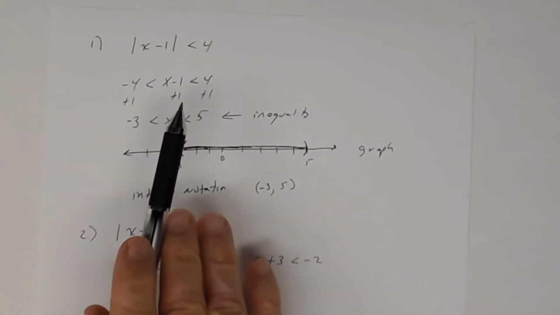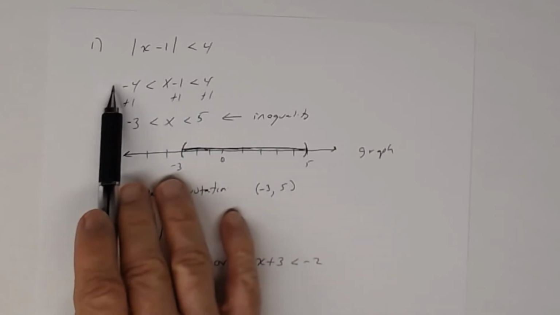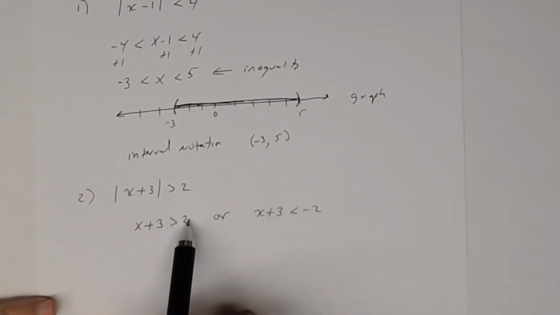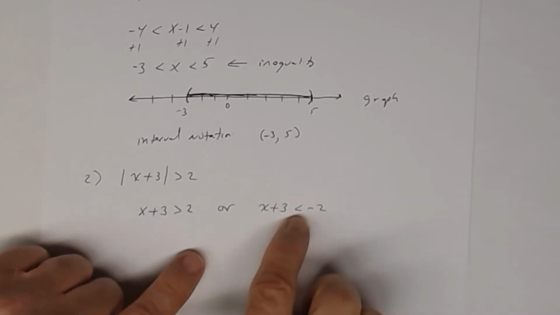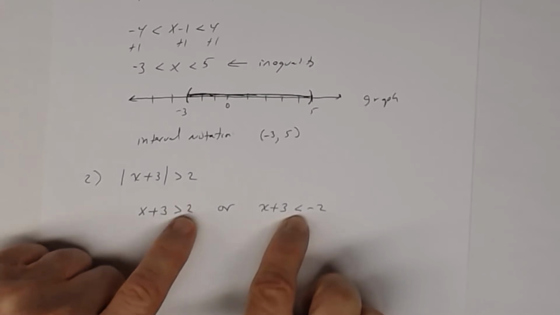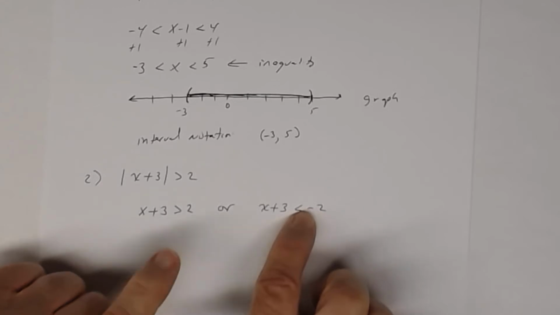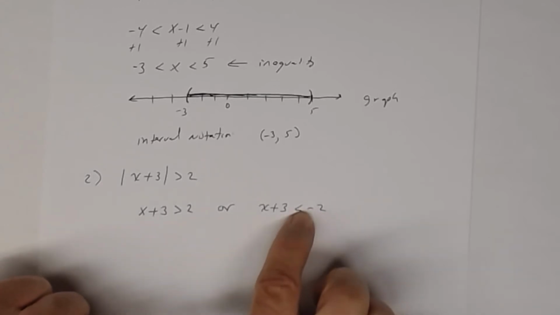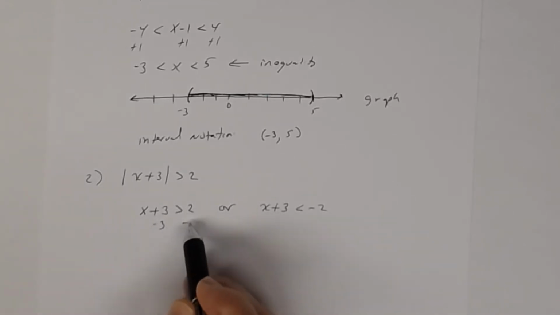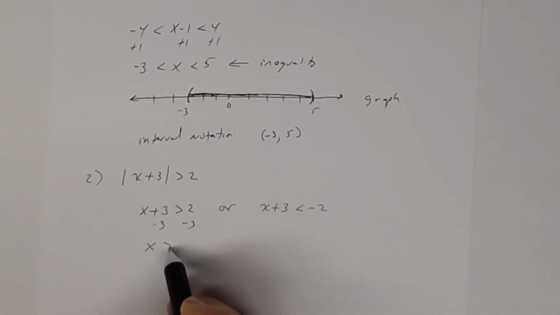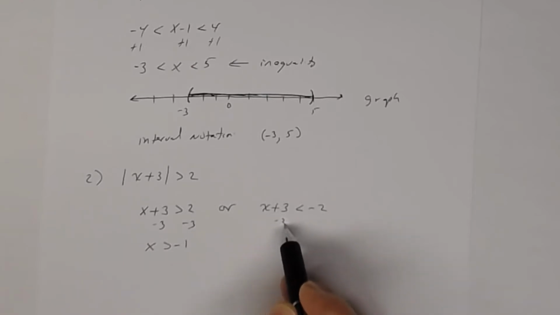Remember, see these opposites, right? See that 4, negative 4. See this 2, negative 2. But be careful because some students forget about switching this symbol right here. With an "or" statement, you've got to switch that symbol: greater than, less than. Then you solve each of those inequalities. You can subtract 3 from both sides to get x is greater than negative 1. And then over here, you're going to get x is less than negative 5.